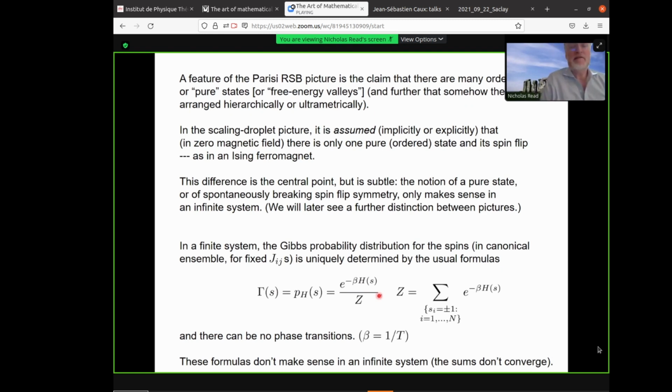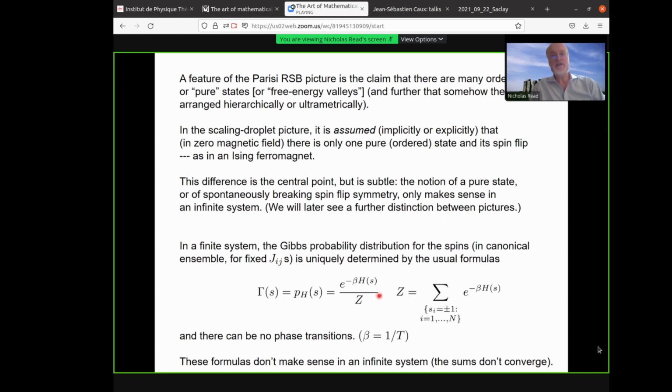So a feature of the Parisi solution or RSB picture is there are many ordered states or pure states, sometimes referred to as free energy valleys, and they're also arranged hierarchically or ultrametrically, although I'm not going to get into that in this talk. On the other hand, in the scaling droplet picture, it's assumed, either implicitly or explicitly, that in zero magnetic field, there's just one pure state or ordered state and its spin flip, just like again an Ising ferromagnet. So this is one of the central differences between what these different scenarios predict.